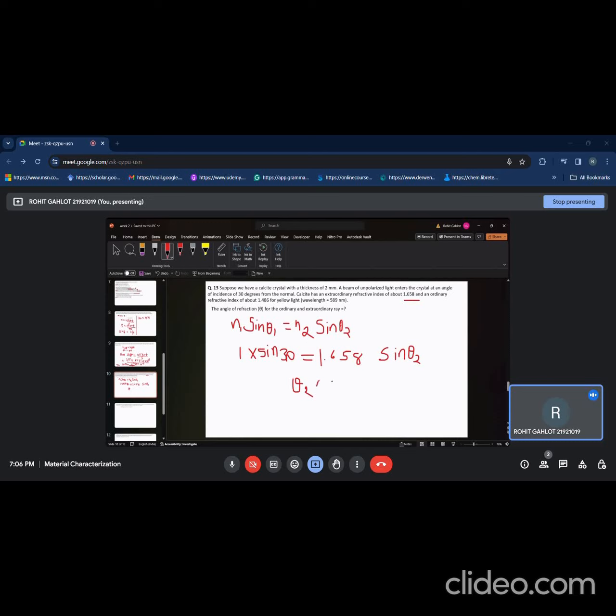So this will be coming around 21.32. This is for the ordinary ray, and if we talk about the extraordinary, this won't be following your Snell's law. So we can say that it will be propagating perpendicular to your crystal face, and it will be exiting at the same angle; the incidence angle was 30 degrees, so it will exit at 30 degrees itself. Okay, so now moving to the next problem.